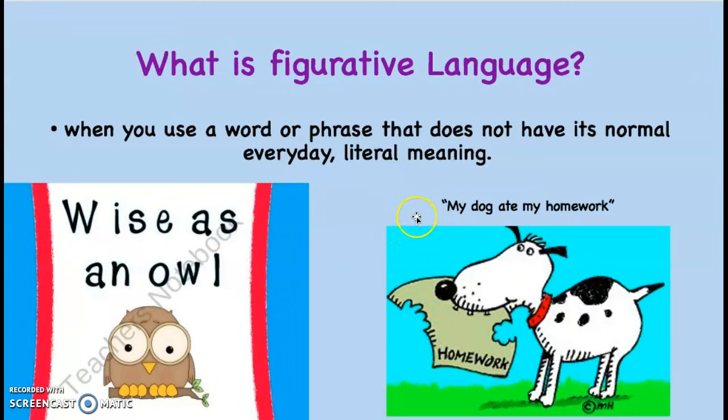Here's another example. My dog ate my homework. We know that usually dogs don't eat our homework. This is usually just an excuse for why we didn't get our work done at home. This is also an example of non-literal language, since the dog didn't really eat the homework.